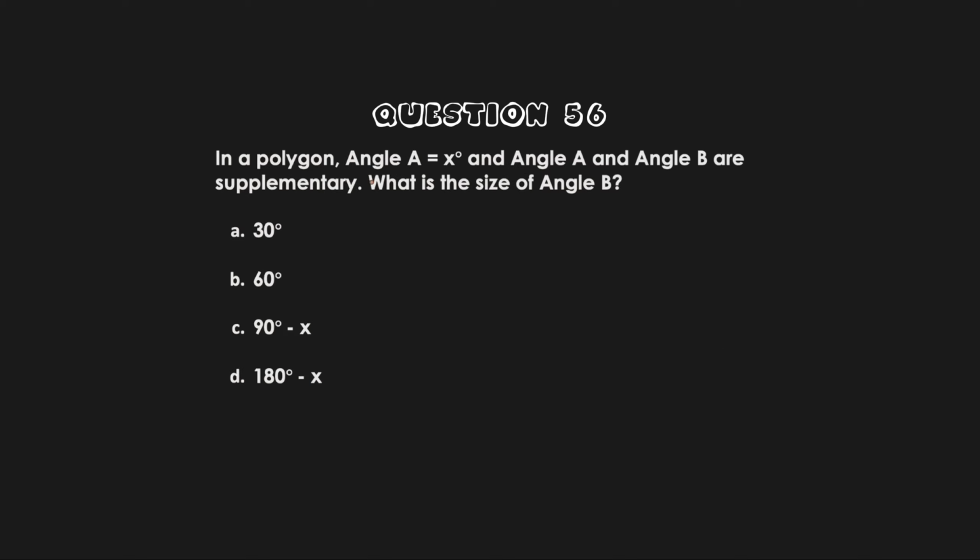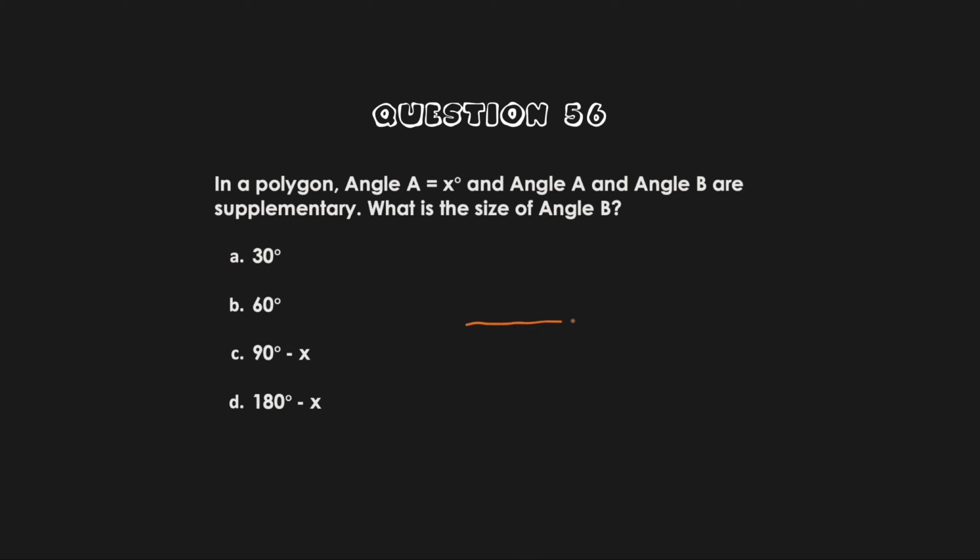In a polygon, angle A is equal to X, and angle A and angle B are supplementary. When we're talking about supplementary angles, we're saying that they add up to 180 degrees. So just to draw it from a point of reference, let's say we have this here. This is a straight line. So this straight line is equal to 180 degrees, right?